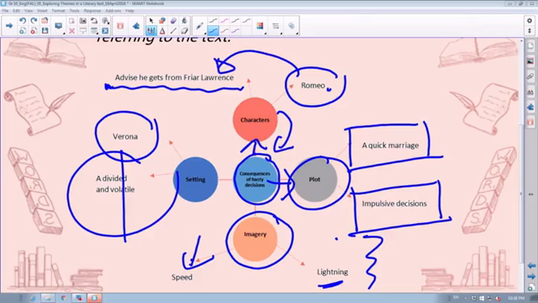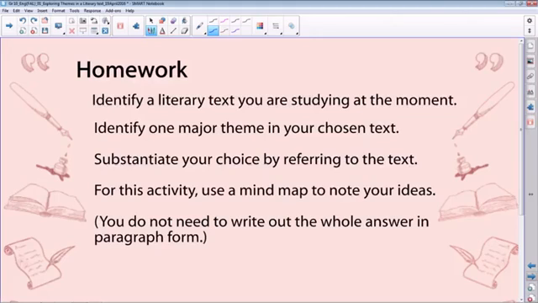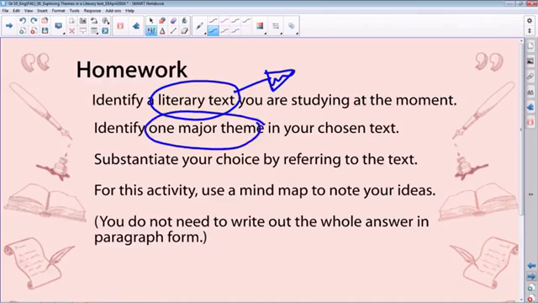Let's look at something that you could do. I think we've got enough time to actually do this now. But whatever time you have left over, you can continue in another class or for homework. That'll be your decision and your teacher's decision. So, I want you to choose a literary text that you are studying. You've already, in the last question, explored some of the themes that have come out of these literary texts. So now, just choose one of these major themes and substantiate.